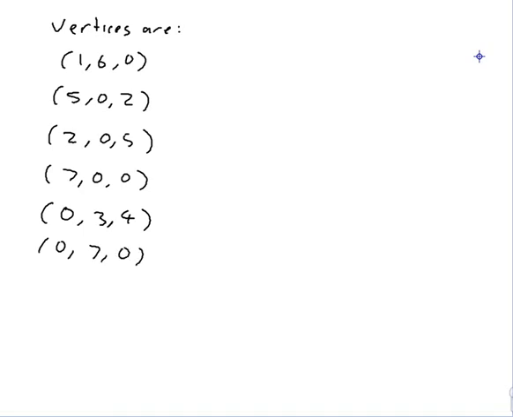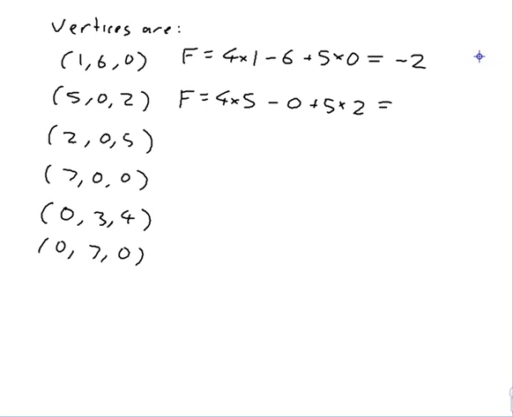All right, well, we just need to figure out what f is at all of those points, and my formula for f was 4x minus y plus 5z. So f is equal to 4 times x minus y plus 5 times z, which is equal to 4 minus 6, which is negative 2. F is equal to 4 times x minus y plus 5 times z, which is 20 plus 10, which is 30.